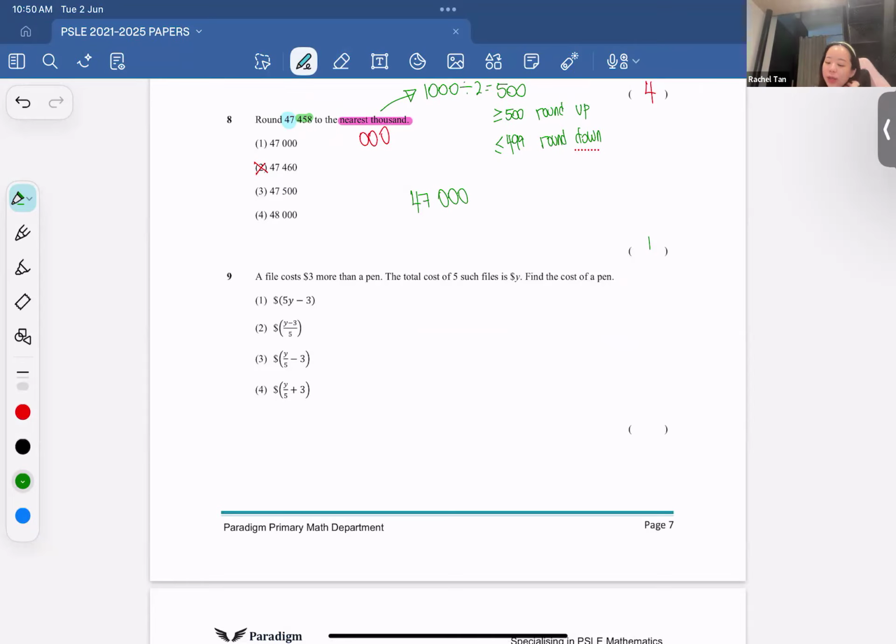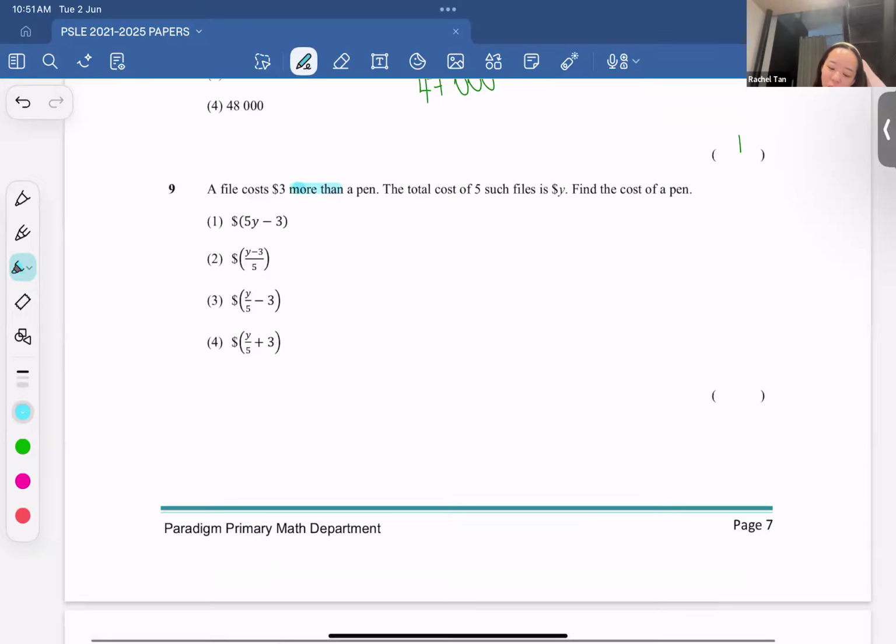So firstly, what is the important keyword we need to look at here? It is "more than". Every time you see the words "more than" or "less than", remember you draw what type of model? This one you learn in P2, P3. You all should know this model. What is the model that you draw every time you see the word "more than", "less than"?